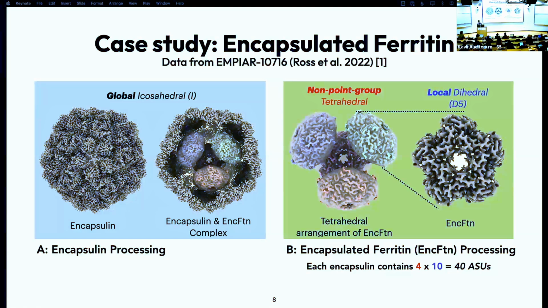Okay, so our goal with this data set will be to reconstruct both encapsulin and encapsulated ferritin. As we will see, encapsulin is fairly straightforward to reconstruct, but the insides require some special tricks to process. Specifically, we'll need some custom steps to take care of the custom geometry of the sample. So I'll walk through the steps we took to handle this geometry in CryoSPARC and how we got a final structure with this data set.